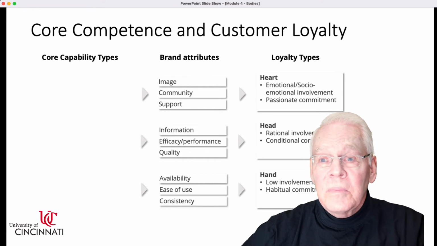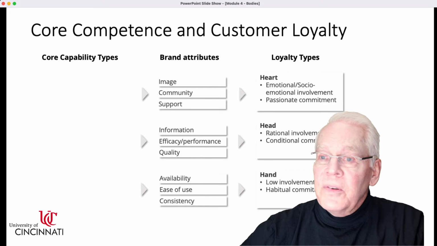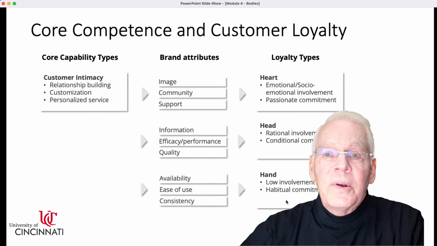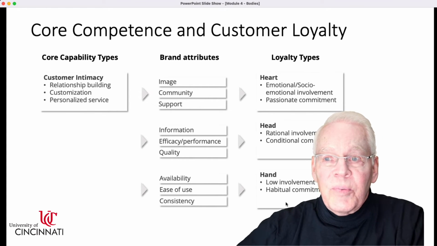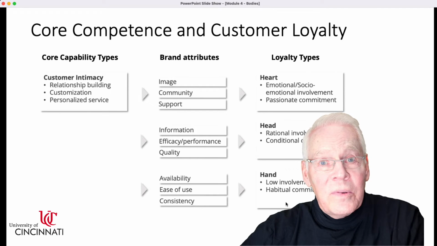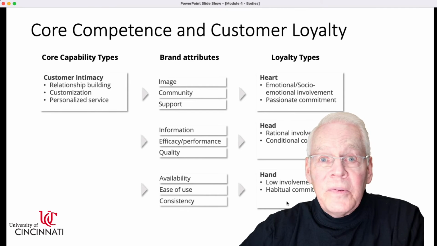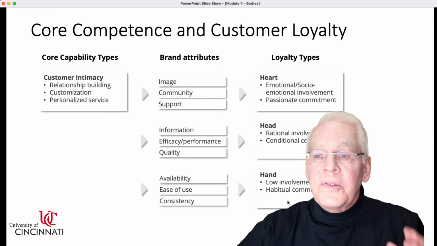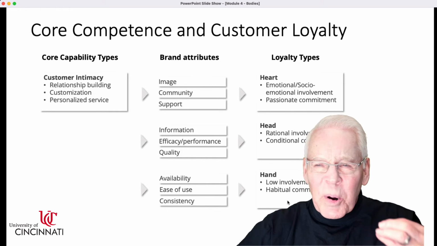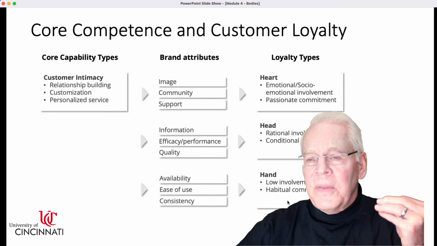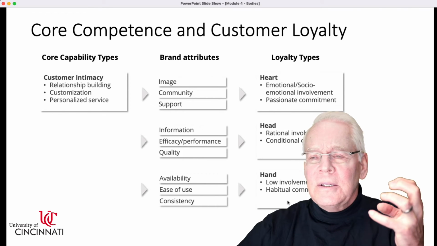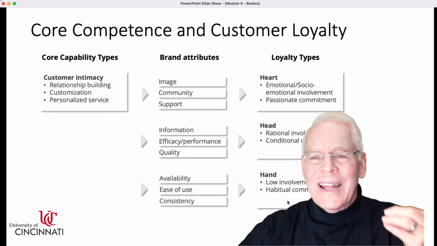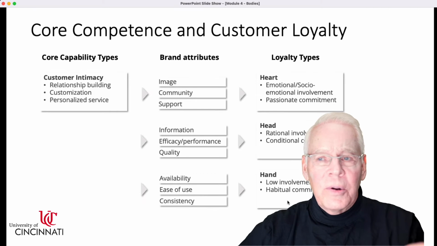something else. Now, how does this relate back to core competence? Well, let's look at it. Remember the three types of core competencies? Customer intimate brands are those that really build relationships, and they're good at customization, very personal service. They are a brand with high touch, totally involved and connected to that customer, the heart loyal customer.